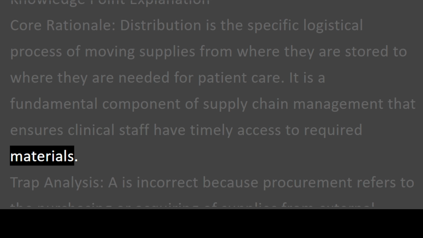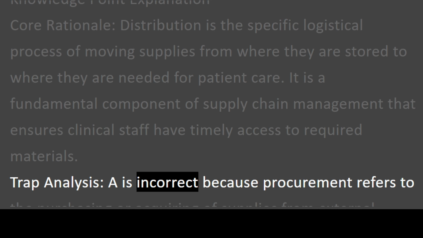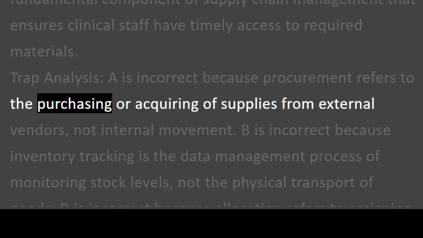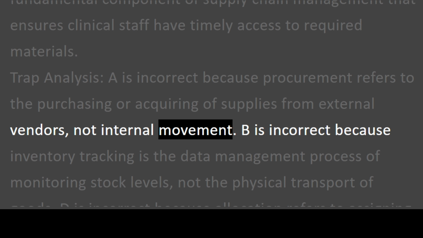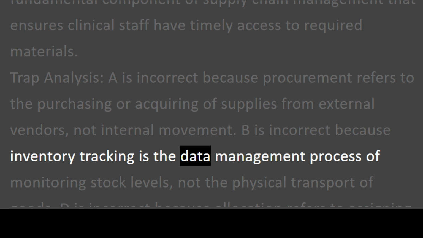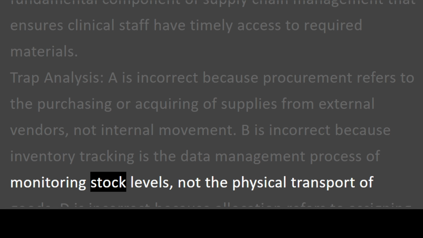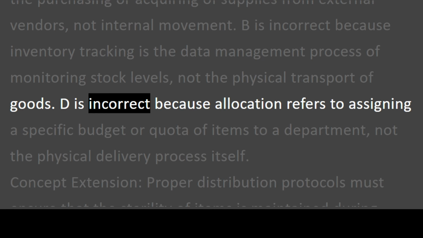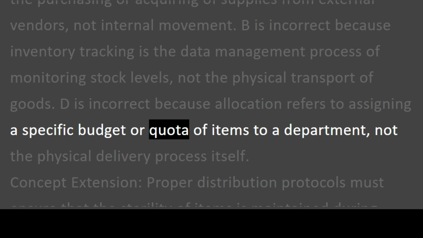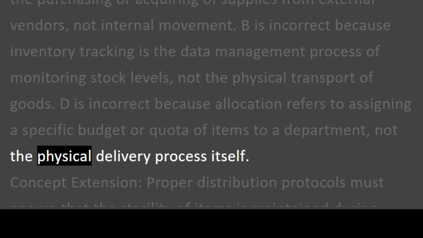Trap analysis. A is incorrect because procurement refers to the purchasing or acquiring of supplies from external vendors, not internal movement. B is incorrect because inventory tracking is the data management process of monitoring stock levels, not the physical transport of goods. D is incorrect because allocation refers to assigning a specific budget or quota of items to a department, not the physical delivery process itself.